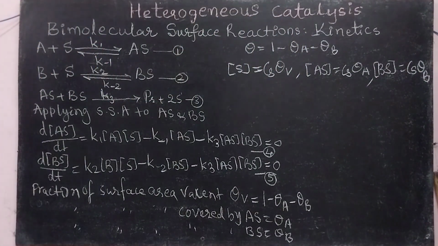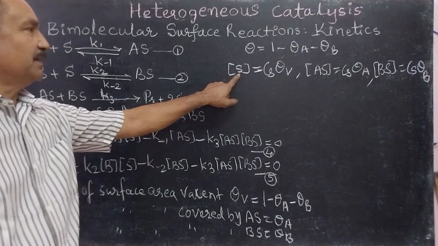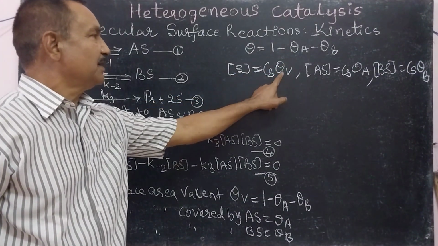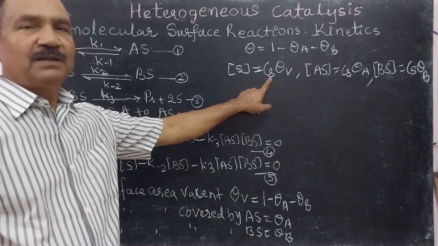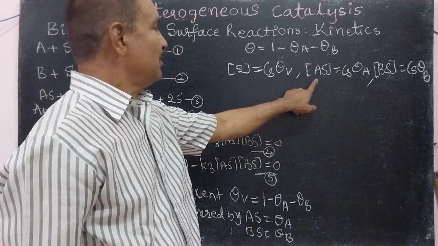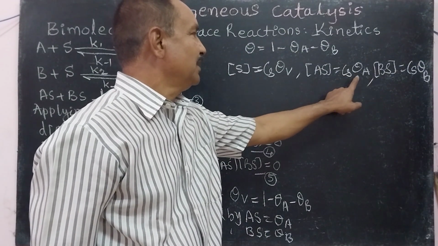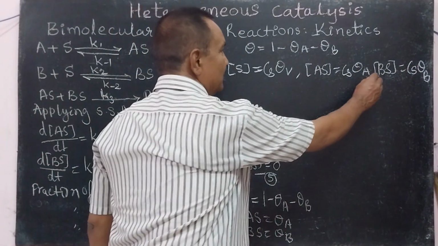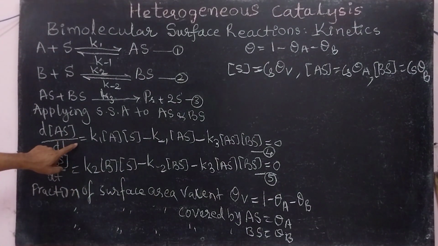This means the concentration of S is equal to the vacant surface area multiplied by the number of sites per unit area. Then the surface area covered by AS is equal to the total area covered and the number of sites per unit area. In this way we can calculate this. Let us substitute the values in these equations.